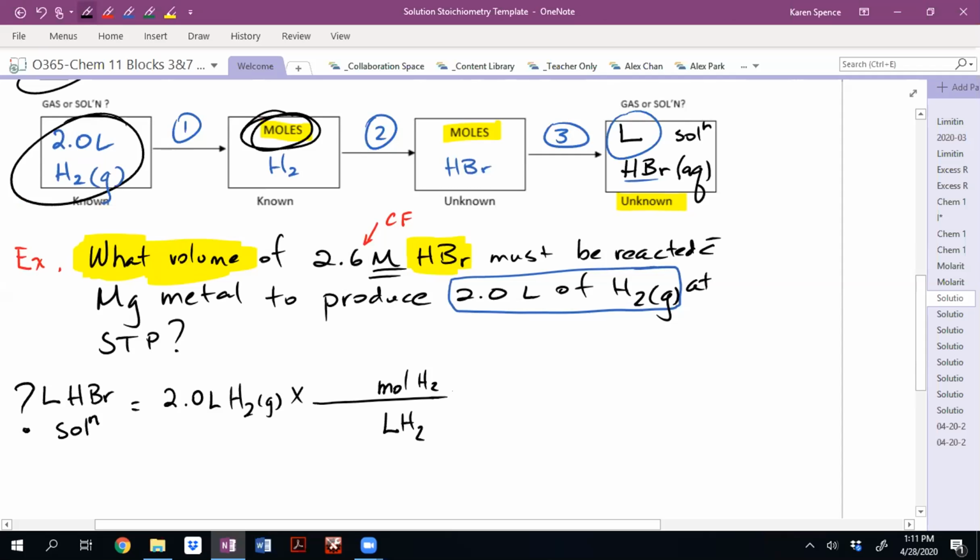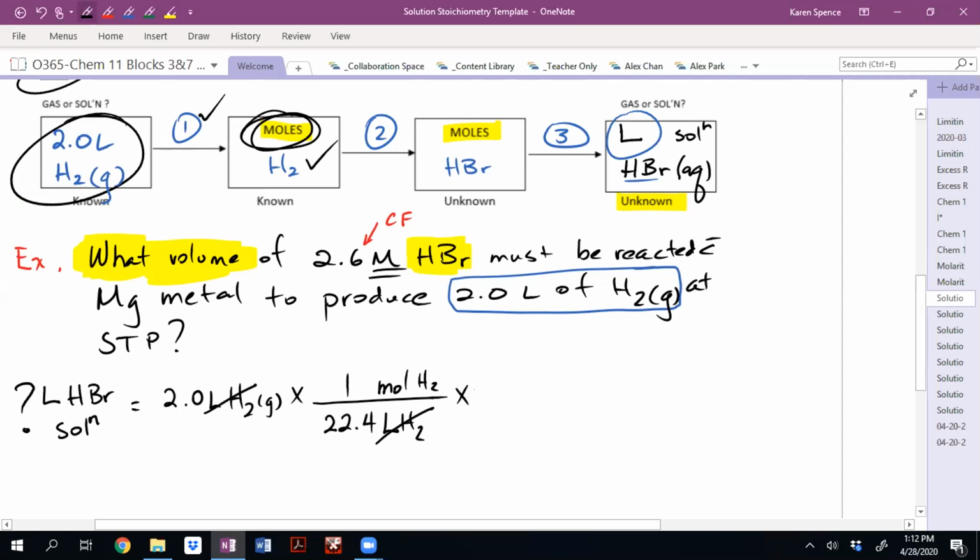What conversion factor do we use here? 22.4 liters. 22.4 liters per 1 mole, yes. At 101.3 kilopascals, that is. Yes, we are at STP though, so that's a good thing. Okay, so there we go. Now we have our moles of H2, so we've made it through step 1.